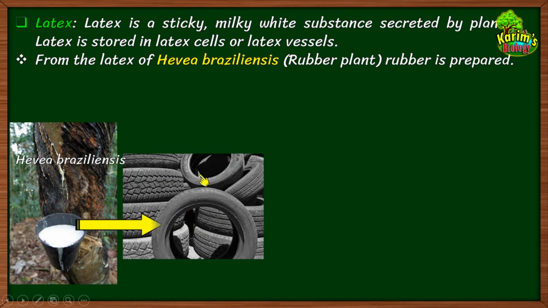The tires of all the vehicles are made up of rubber. Do you know from where the rubber is manufactured? The raw material for this manufacturing of rubber is the latex that we get from a tree called Hevea brasiliensis.